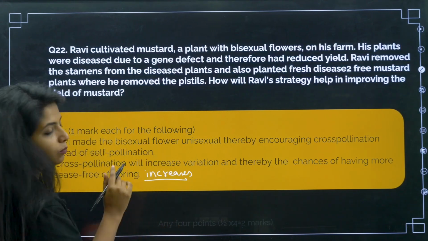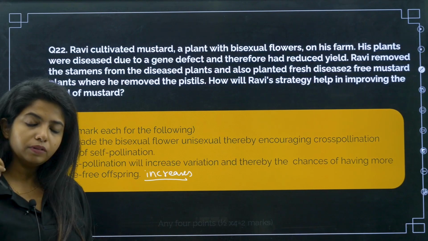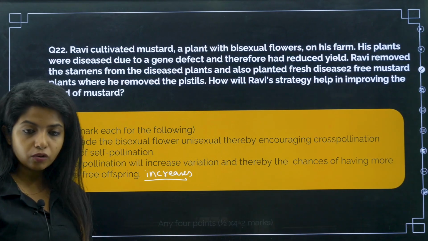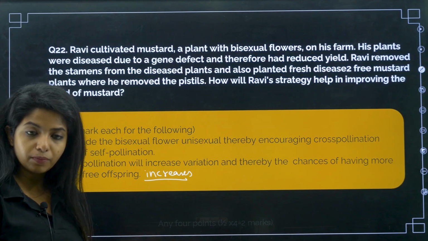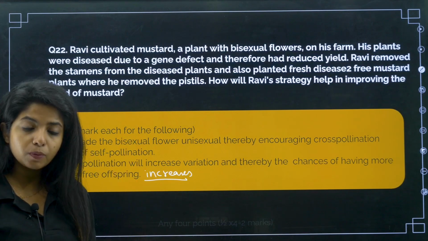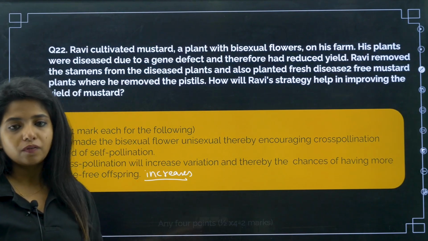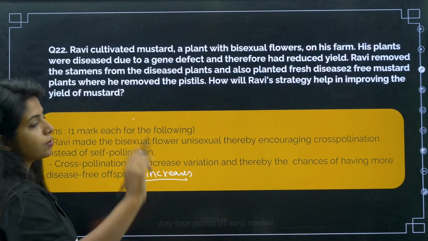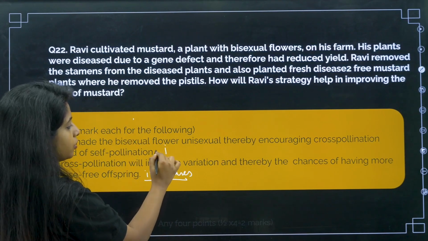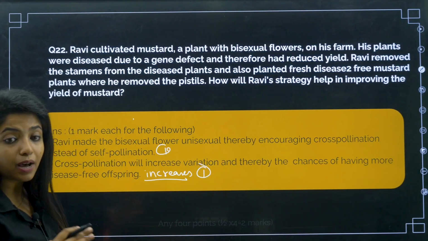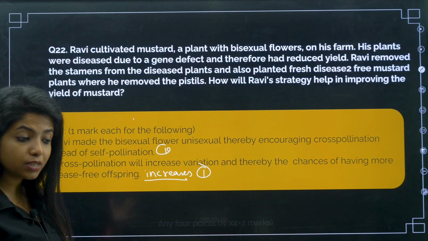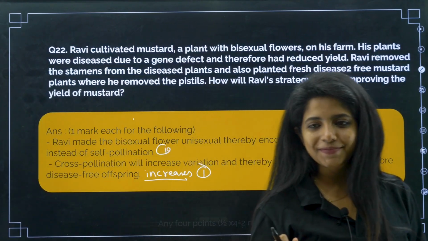So, first you said what you did. What did he do? He converted them into unisexual and hence helped with cross pollination. Now, what is the benefit of cross pollination? Cross pollination will obviously increase the variations. Okay, there is a newer combination that will be found. So, this becomes the answer for this question. 2 mark question, 1 mark for each of these points. Now, this is the marking scheme that CBSE has given. So, please follow this. Cool?